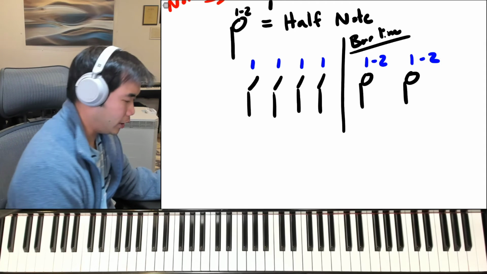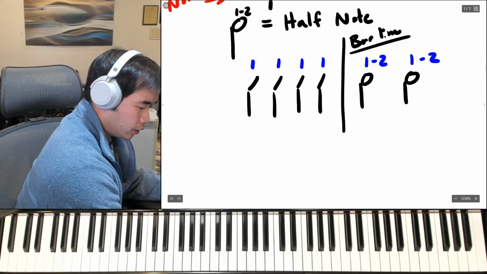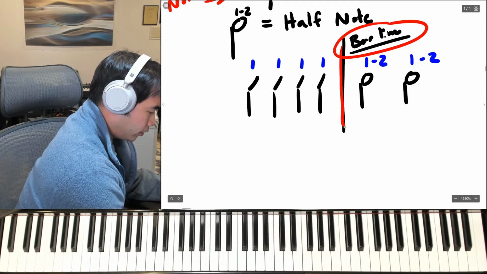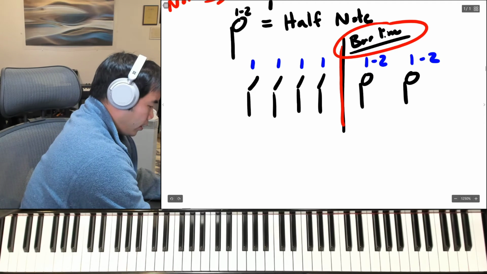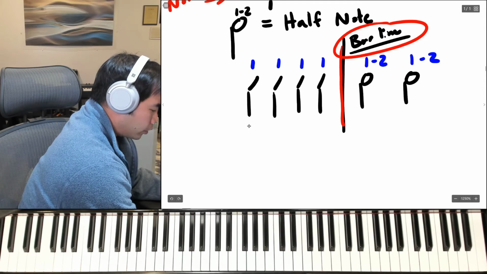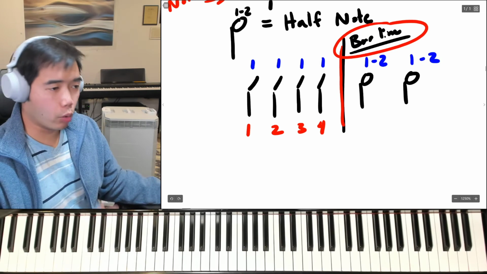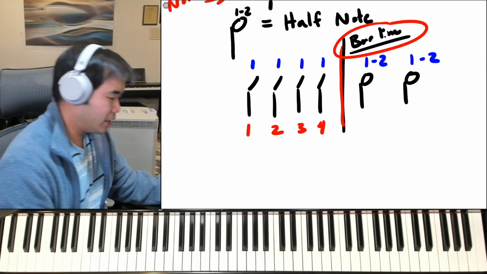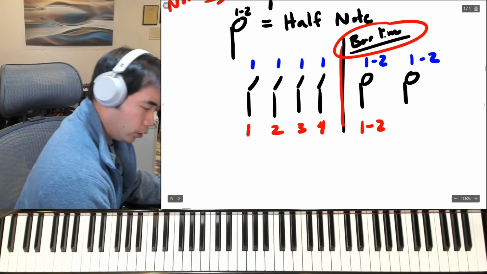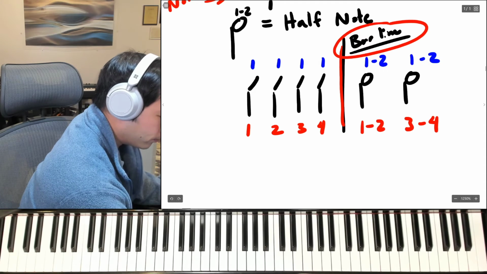Now, in music, music is divided into measures. Each measure is divided by a bar line, this bar line right over here. In this first measure, instead of saying 1, 1, 1, 1, we're actually going to count 1, 2, 3, 4, because we have 4 quarter notes. And in the second measure, we're going to do the same thing. The first half note is 1, 2, and the second half note is going to be beats 3, 4.